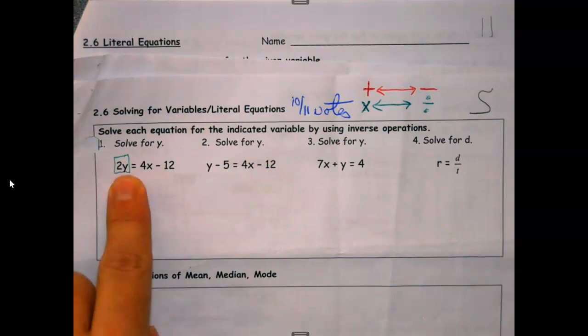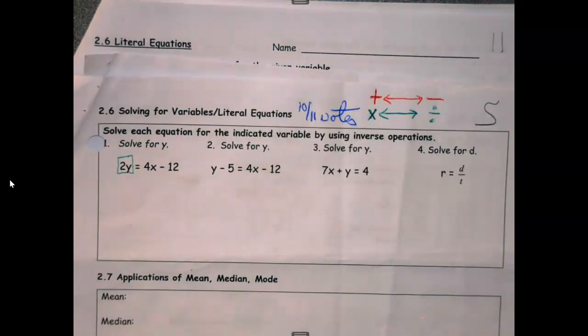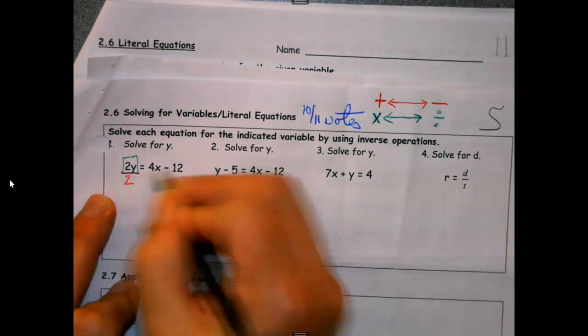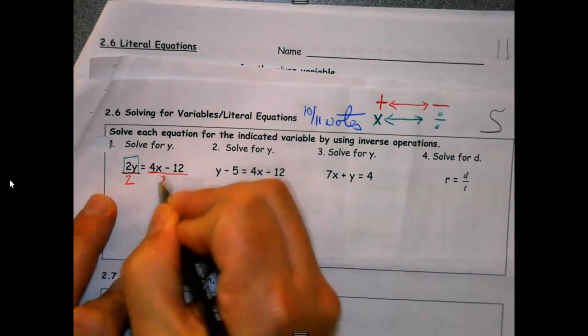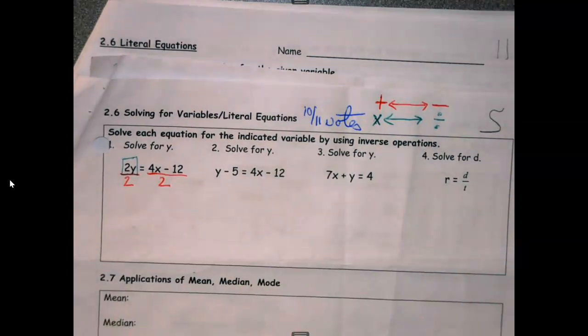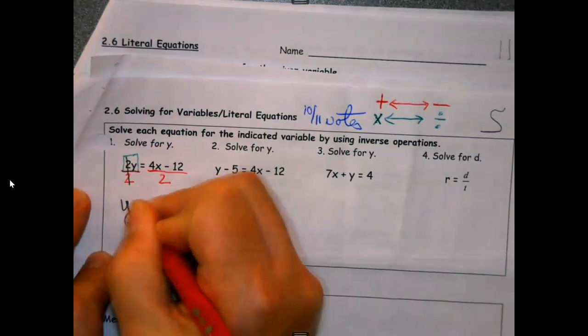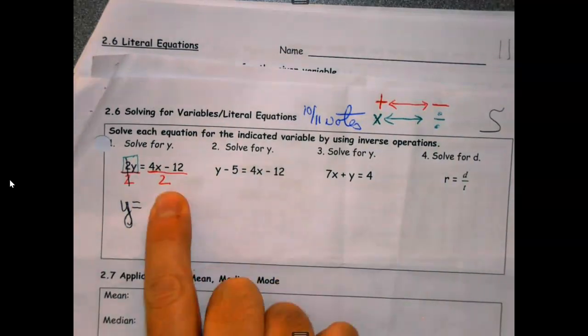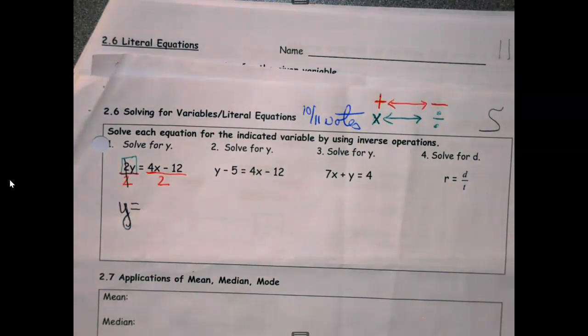So here comes the question. Okay, I want y by itself. What am I doing to y currently? Multiplying. So how do I undo it? Divide. Just like normal, we do it once to each side. So over here, the 2's cancel. There is y equals.